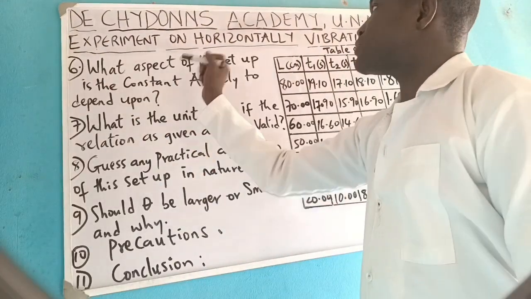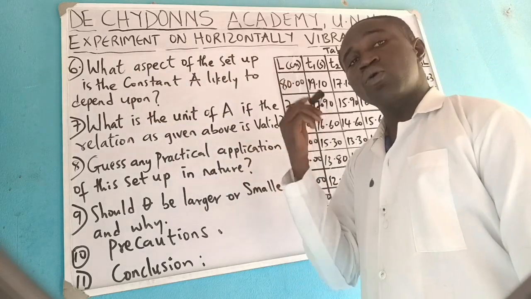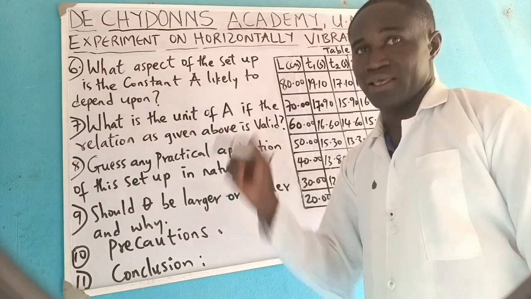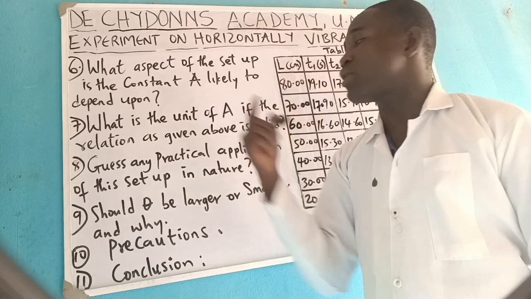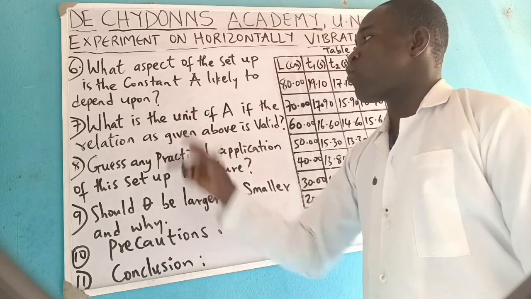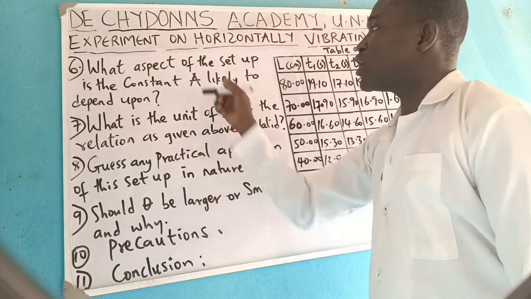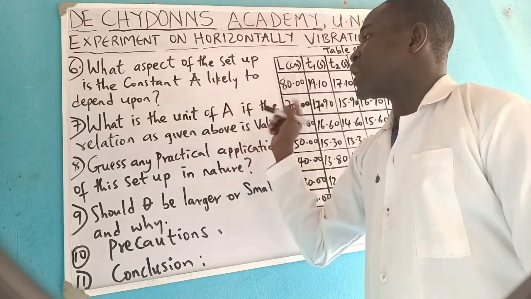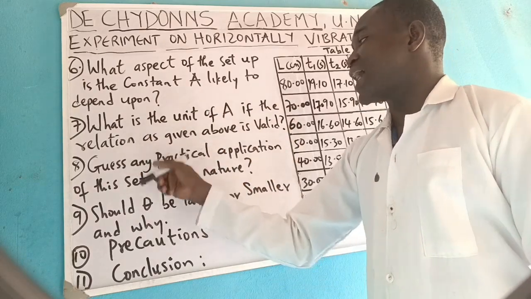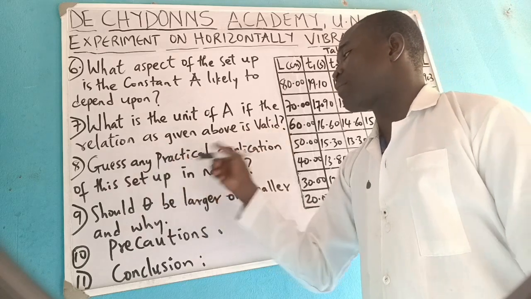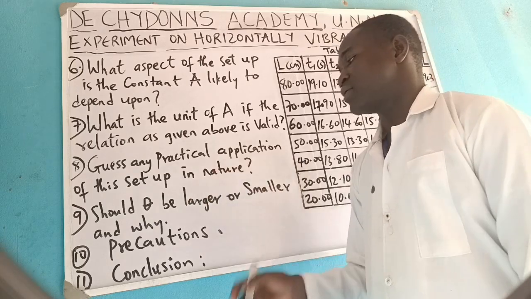Number 6. What aspect of the setup is the constant A likely to depend upon? So we'll have to know what the constant A is. Then we'll be able to know what aspect of the setup it is likely to depend on. Then number 7, what is the unit of A? You see why we say there is need to know what the constant A is. When you know the constant A, you will know the unit of A. If the ratio as given above is valid, guess any practical application of this setup in nature. Should theta be larger or smaller, and why?